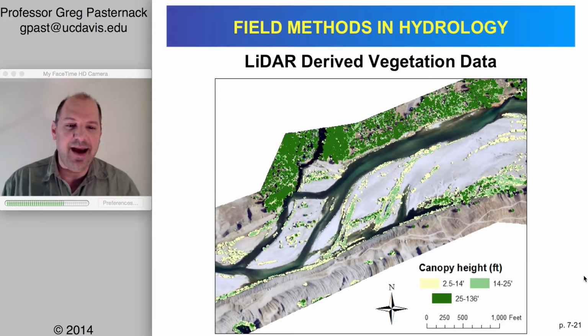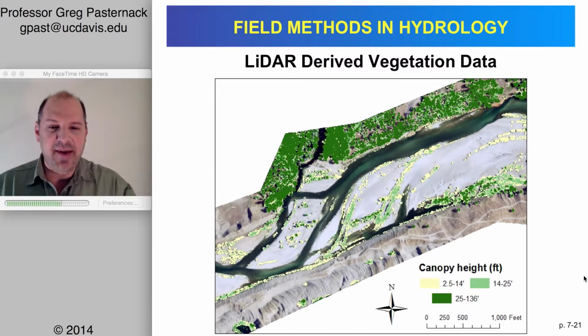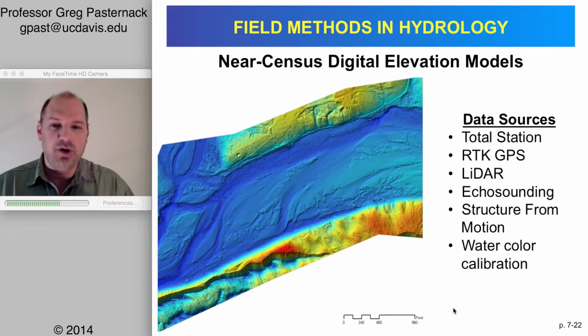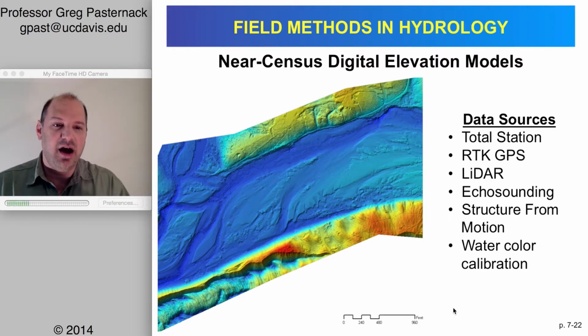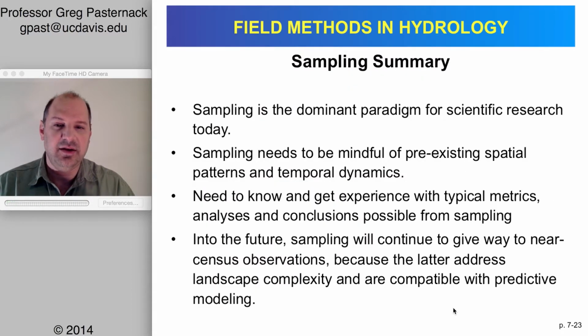LiDAR I've already talked about, but as a different example, here's a map of a section of river where we've classified the canopy into 3 different height classes, which tend to represent different kinds of vegetation, like small shrubs, resilient woody shrubs, and then trees, riparian trees. Of course, topographic maps are the easiest to generate, using a combination of techniques for through-water and exposed terrain.